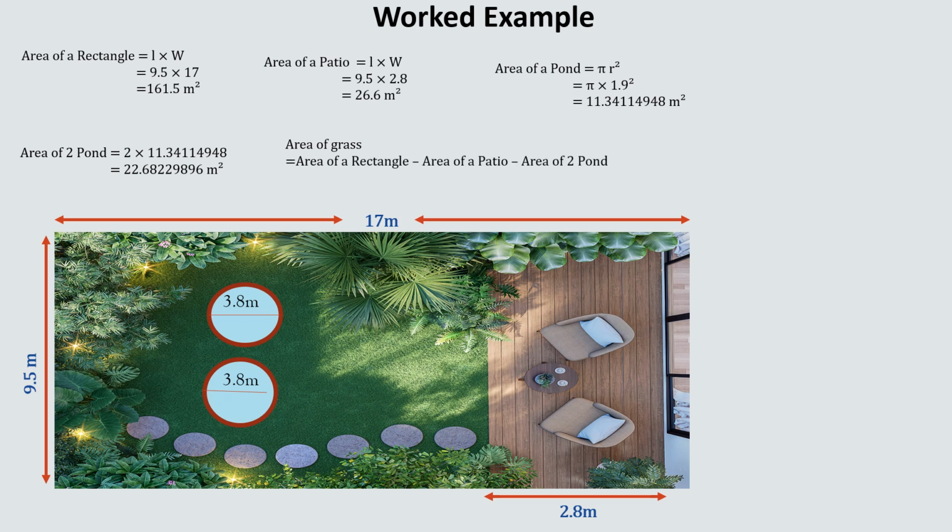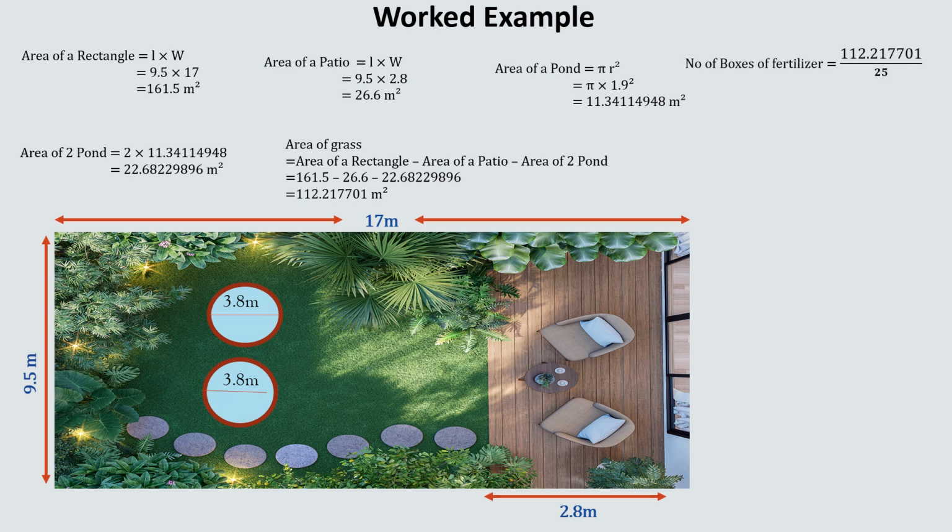Now to understand the area of the grass which he is going to cover with the fertilizer, what he has to do is subtract the area of the patio and the area of two ponds from the area of the bigger rectangle, which is our garden, the entire garden. The answer will be something like 112.217701 meters square.